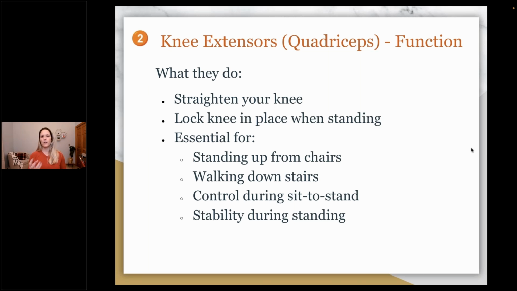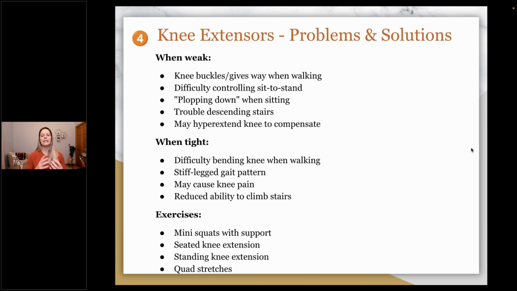And the quadriceps often revolve around our knee. So if your knee feels hard to bend or straighten, that usually is a quadricep muscle imbalance. So if your knee extensors or your quadriceps are tight or weak, how will you know that? Here's what you need to know.